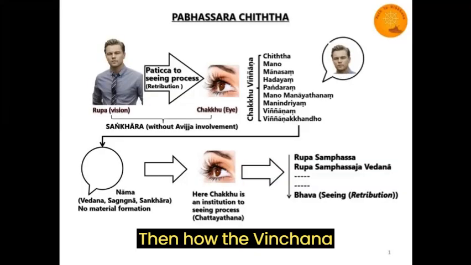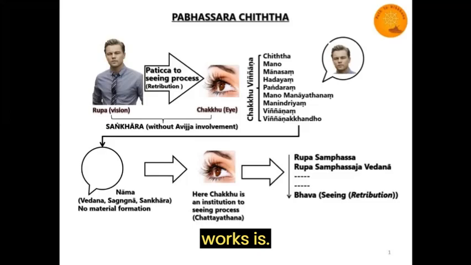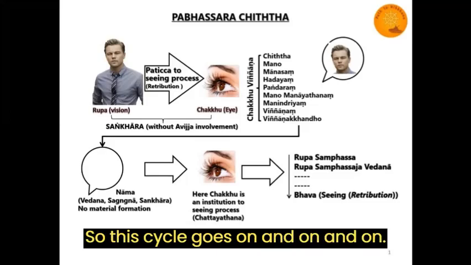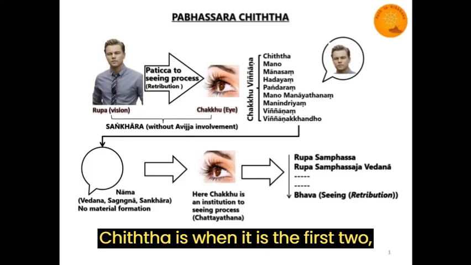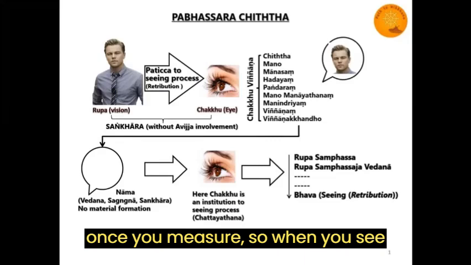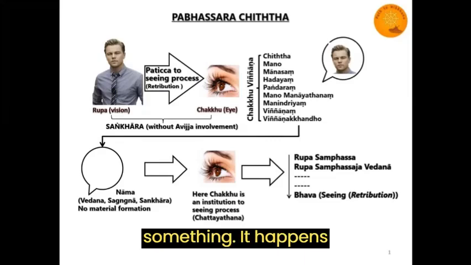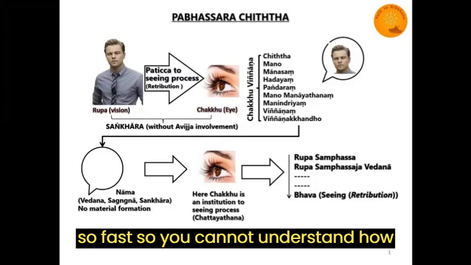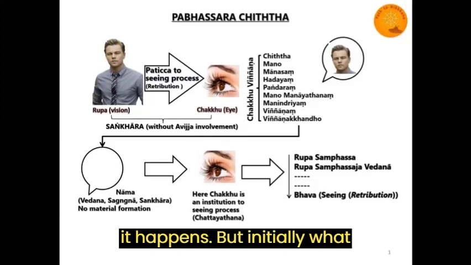Then how the vijnana works is chitta, mano, manasam. So this cycle goes on and on. Chitta is the first thought. Then mano is the measuring. Manasam, once you measure. So when you see something, it happens so fast that you can't understand how it happens.